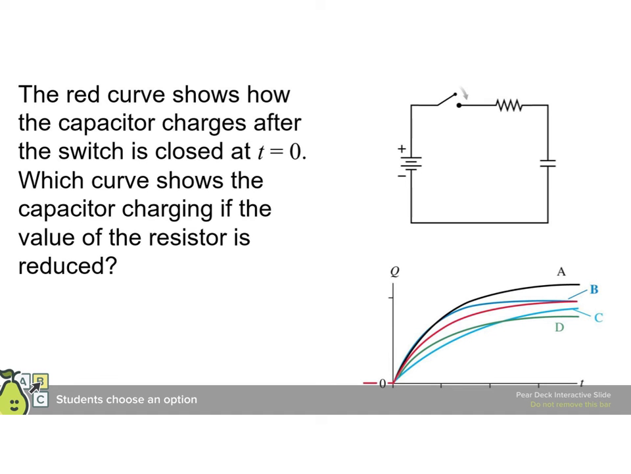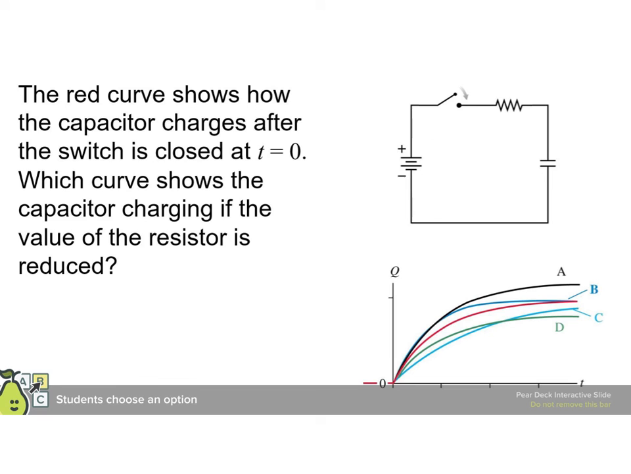All right, the red curve shows how the capacitor charges after the switch is closed at t equals 0. Which curve shows the capacitor charging if the value of the resistor is reduced? So we want to think about this. We're talking about the charge on the capacitor, and at the end of the game, the capacitor is, of course, going to have the same voltage as the battery, which means it's going to have the same charge no matter what this resistor is, because the charge is going to be EMF times C. So whatever we have should be heading to the same place as the original curve.